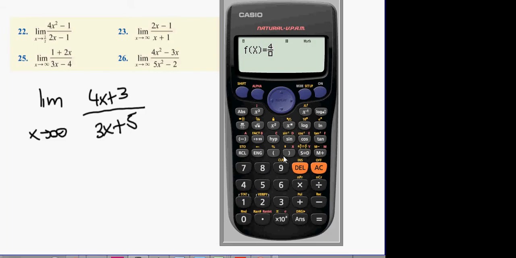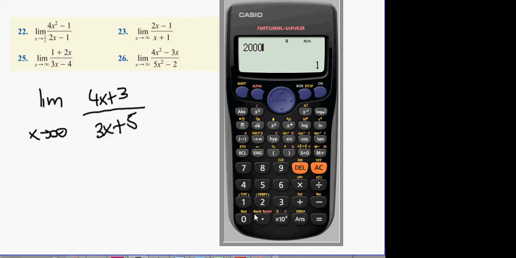Now I didn't do this the other day, but I'm just going to show you what is actually going on. 4x + 3 all over 3x + 5. If I do a start of 0 and an end of as many zeros as I can, that's pretty too big. Let's go for 10,000, and my step is going up in 2,000s.